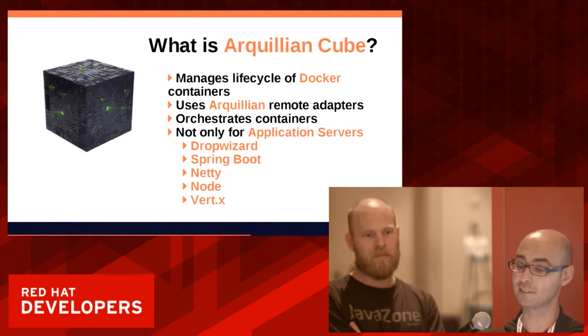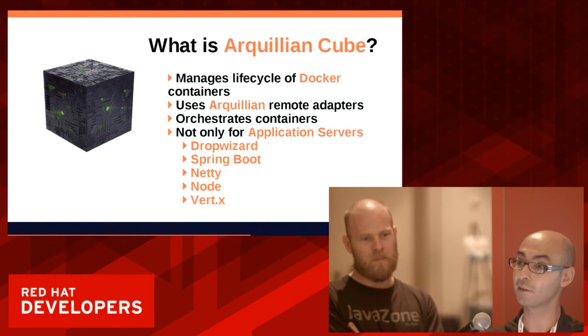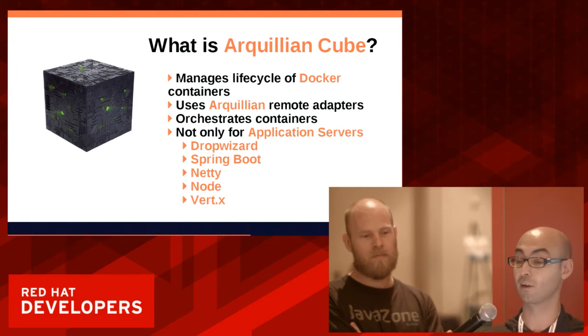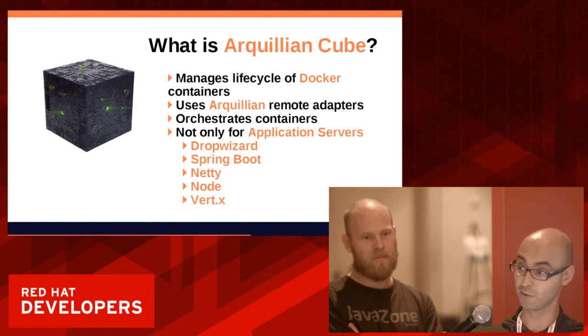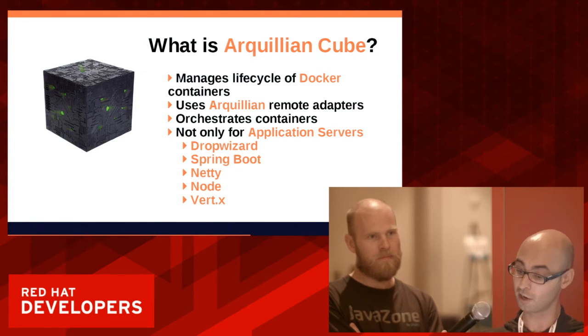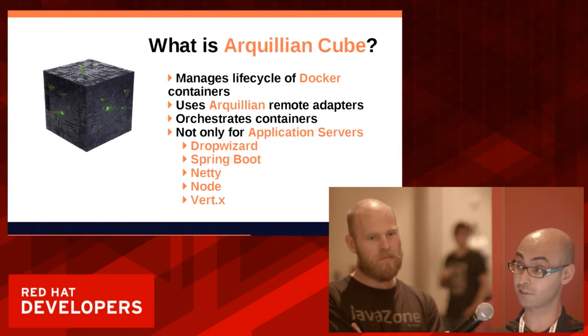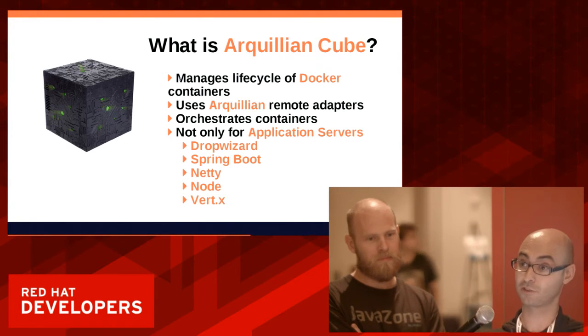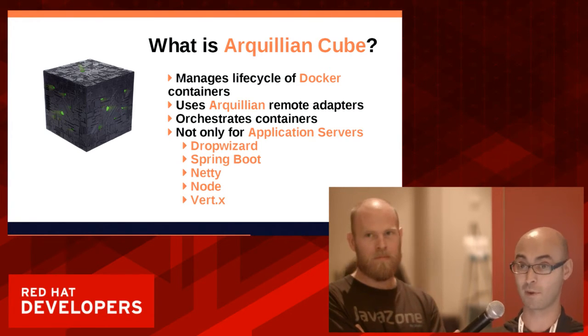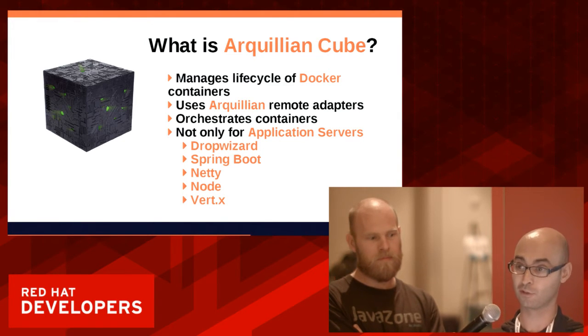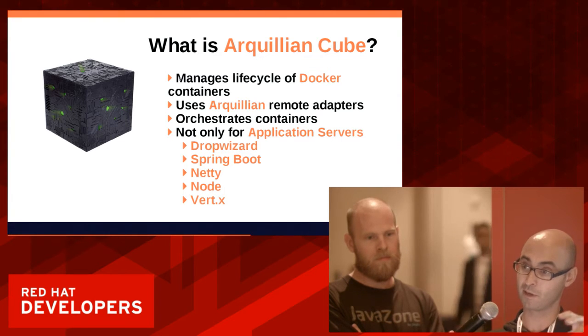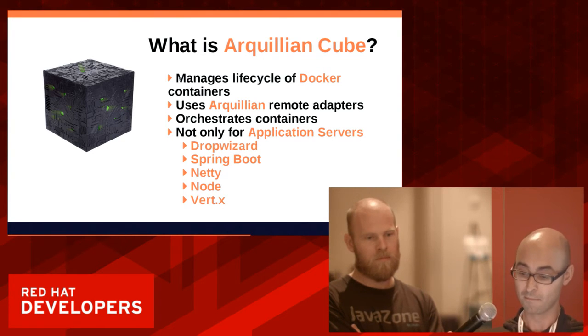So basically, what is Arquillian Cube? Arquillian Cube manages the life cycle of Docker containers. It means that when you want to execute your test, the first thing it does is start a container on your Docker host, execute your test, and after that, close the container. So if you need, for example, a mail server, you can start a mail server before you execute your test, and your mail server will be containerized inside Docker.